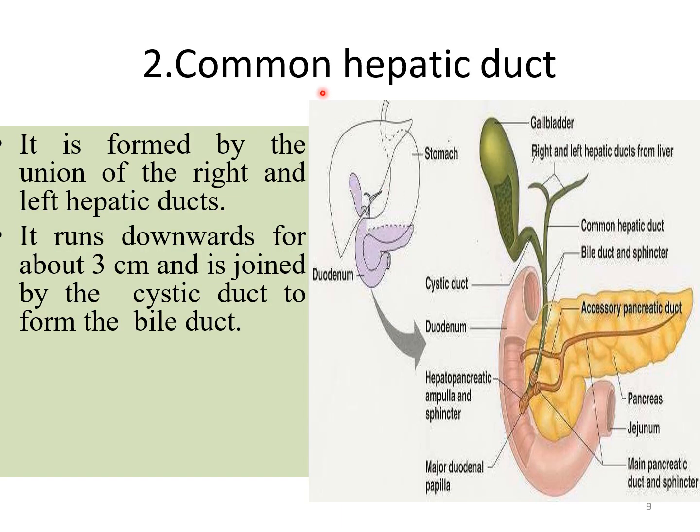About common hepatic duct. It is formed by the union of right and left hepatic ducts. It runs downwards about 3 cm and is joined by the cystic duct to form the bile duct. Here you can see the right hepatic duct, left hepatic duct join together and form the common hepatic duct. Then it runs forward around 3 cm and joins with the cystic duct from gallbladder and becomes the bile duct.